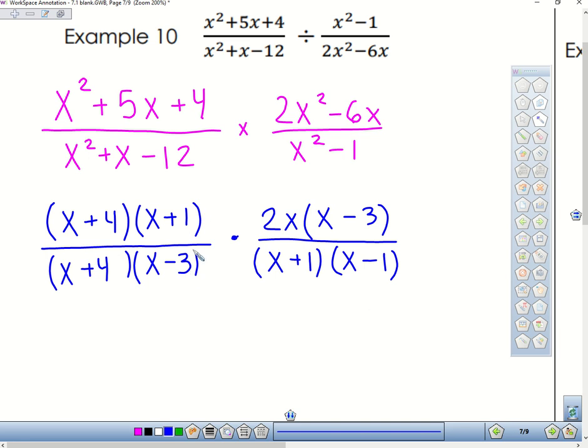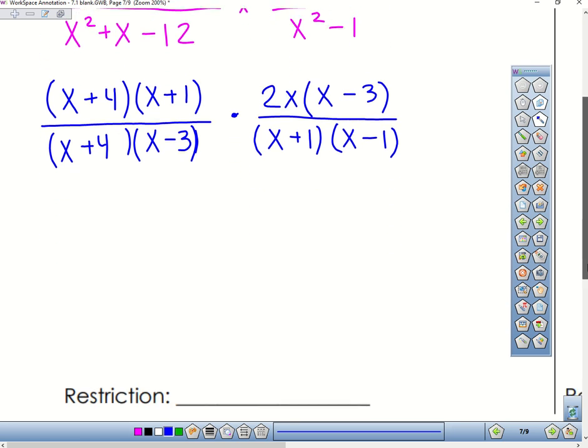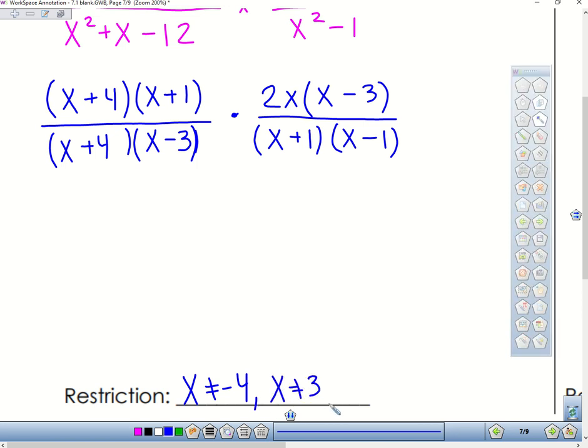Once you do that, you set your denominators equal to 0 to find your restrictions. Okay? So you can do it by just looking at it at this point. X cannot be negative 4. X cannot be 3. X cannot be 1. And x cannot be negative 1. Everybody see how I got the restrictions?